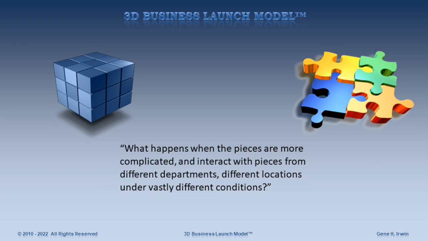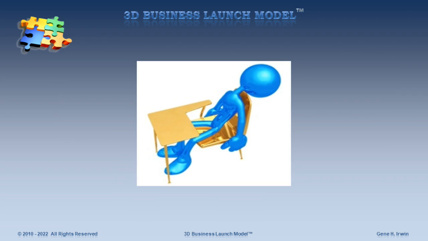In the process of learning how the 3D business launch model works, as well as how to put together the pieces of a very complex puzzle of various companies, various divisions, departments that might be spread out over town, over states, or throughout different countries, here's the question. What happens when the pieces are more complicated and interact with pieces from different departments, different locations, under vastly different conditions? What is our normal reaction going to be? Our normal reaction is to look like this poor fellow, like, oh, that's just too much to even contemplate. But that's what you'll have to do when you're self-employed.